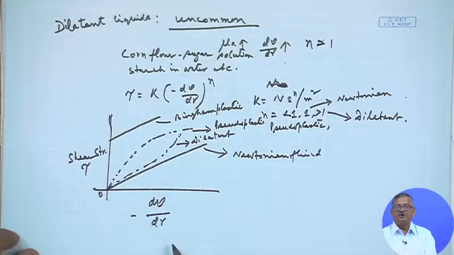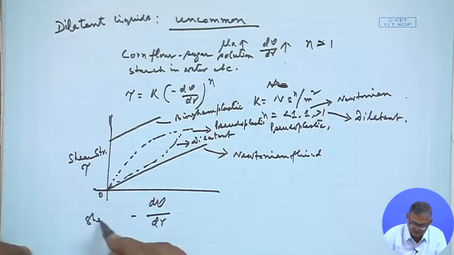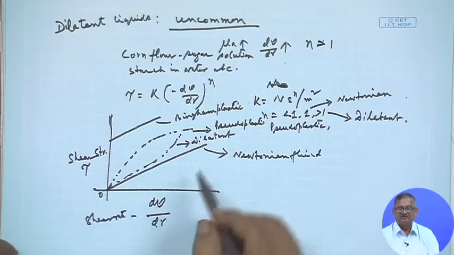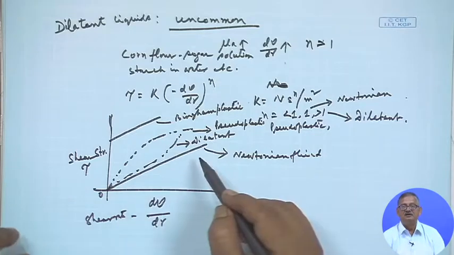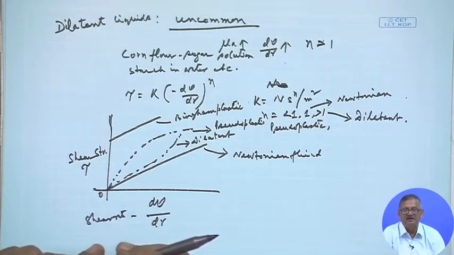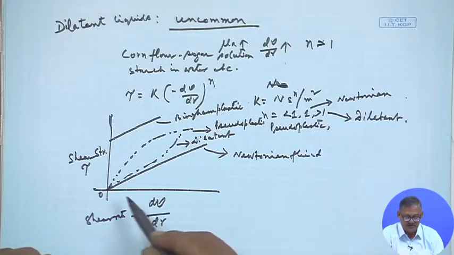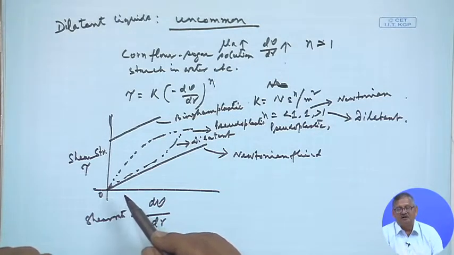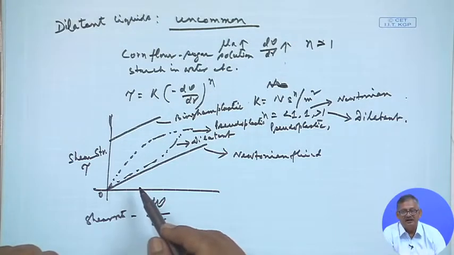Right. So, if we plot shear rate versus shear stress, the Newtonian liquid has shear stress directly proportional to shear rate, and in that case it passes through the origin, right. The other two, that is pseudoplastic and dilatant, also pass through the origin, but for dilatant n is greater than 1.